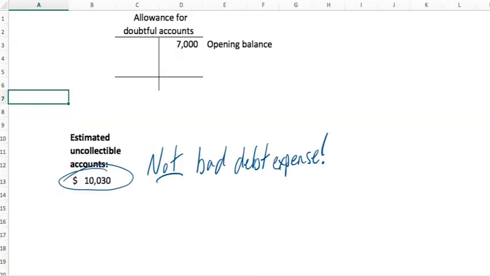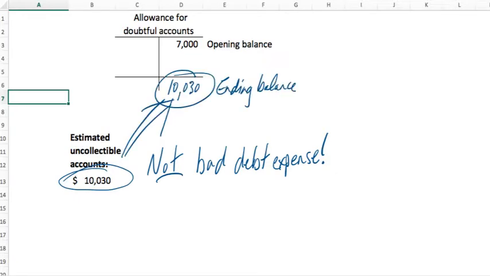However, note folks that that is not the bad debt expense number. That's not the number you would put in the journal. Instead, what that number represents actually is the ending balance in our allowance for doubtful accounts. Keep that in mind. So what we have to calculate from here is what is the amount we need to put in as an entry in order to make the ending balance equal $10,030.